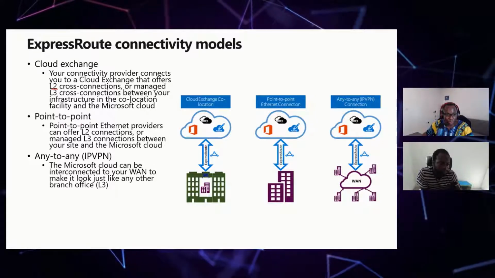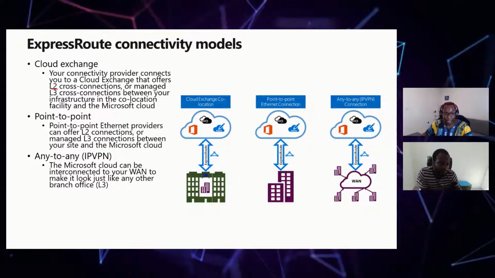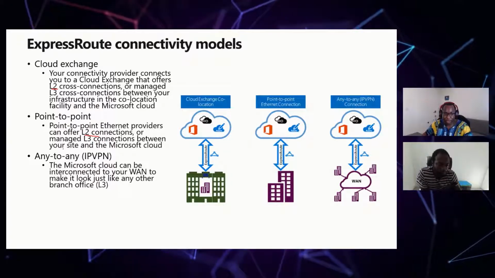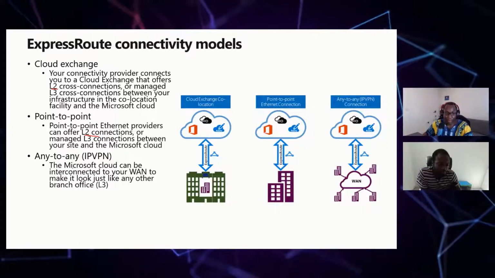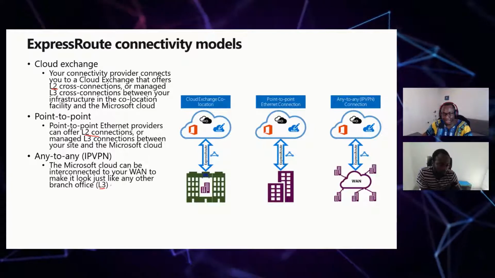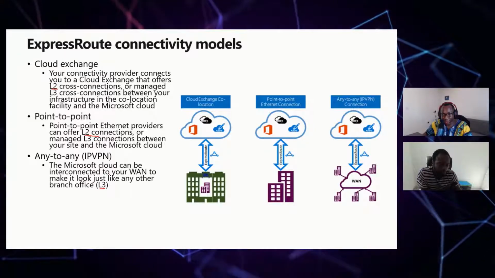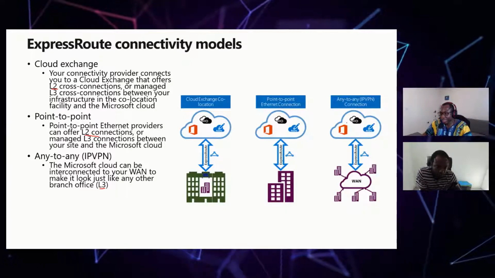With the point-to-point model, depending on the provider that you go for, it can offer a layer 2 connection or layer 3 connection between your site and the Microsoft Cloud. And then we have the any-to-any connection, which is plainly layer 3. This is the equivalent of MPLS, where you have an MPLS connection between these sites.